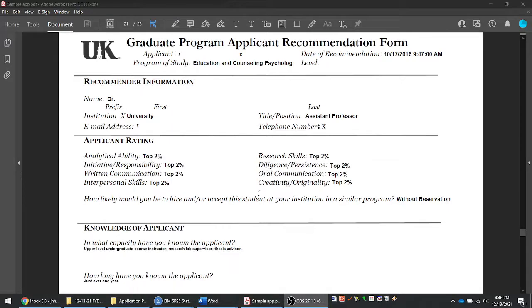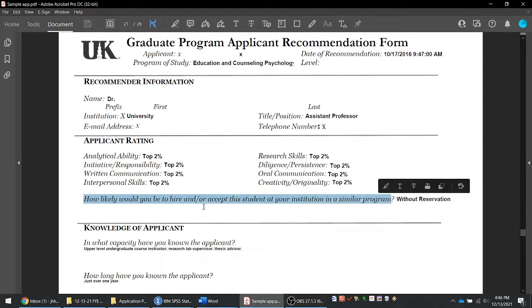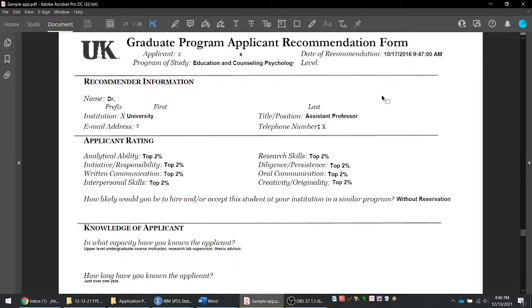So I will look for those patterns, and then sometimes they'll have something like this: how likely would you be to hire and or accept this student? For us, this rating scale is without reservation, which is the highest rating, or very likely or likely. Those are the three ratings. Typically, like 80% of letter of recommendation writers are saying without reservation. So if someone's getting very likely or especially just likely ratings, that can be a potential red flag. That will raise my eyebrows.